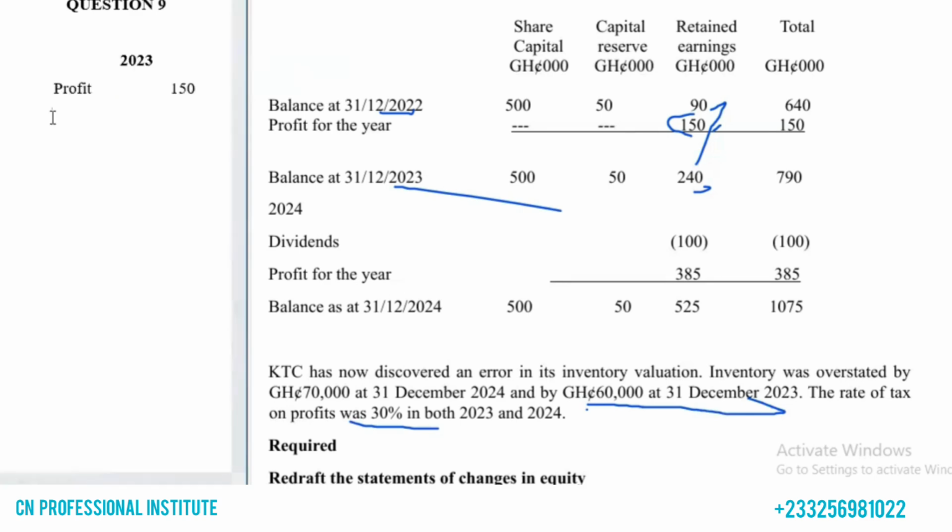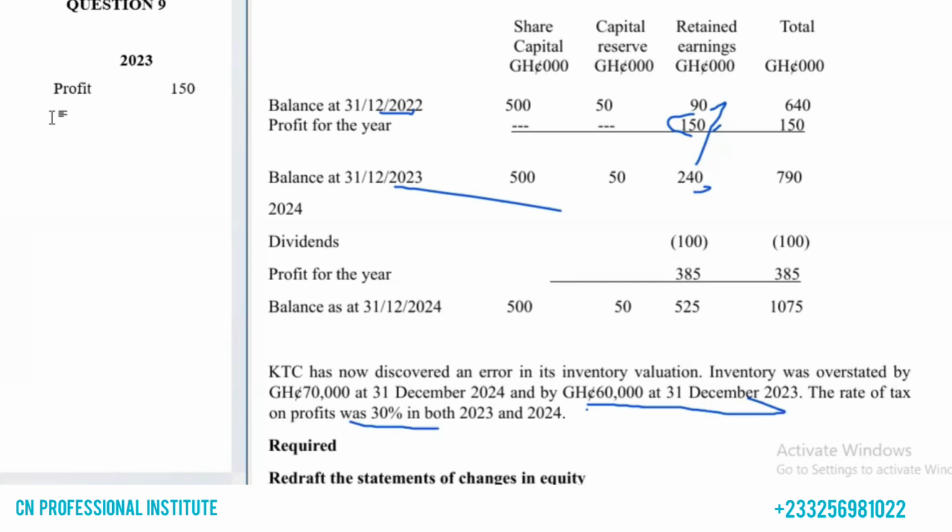Now, what's the analysis? If inventory is overstated, the closing inventory, what happens? If closing inventory is overstated, cost of sales reduces. Are you following? And then profit will increase. If you overestimate your closing inventory, you are going to deduct a bigger figure, and so cost of sales will reduce. And when cost of sales reduces, profit increases.